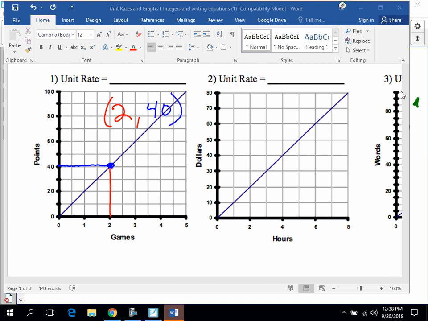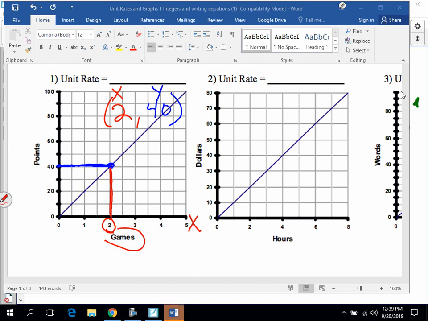To write a sentence to make sense of any coordinate, I'm going to have you write down 4 things before you write your sentence. Number 1, you're going to write the variables. So 2 goes with x, and the 40 goes over to the y-axis. The 40 is the y value. So we just labeled the first 2 items.